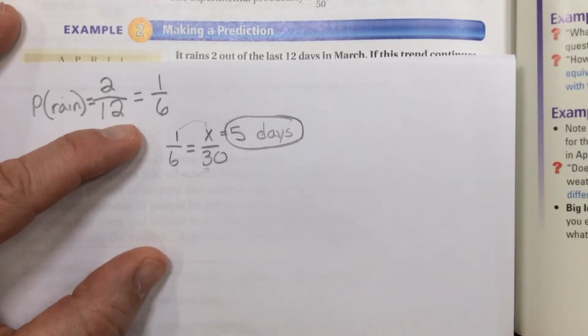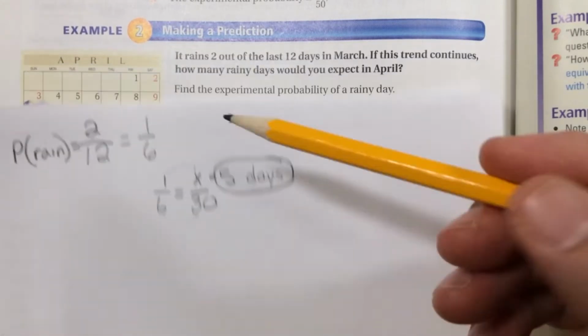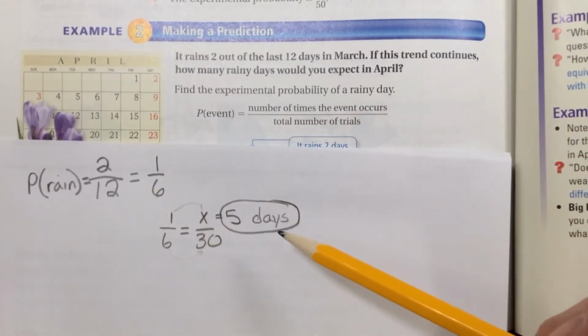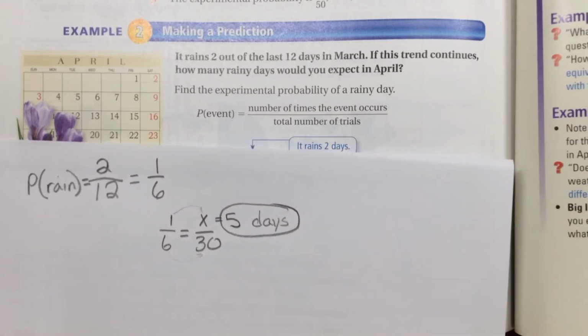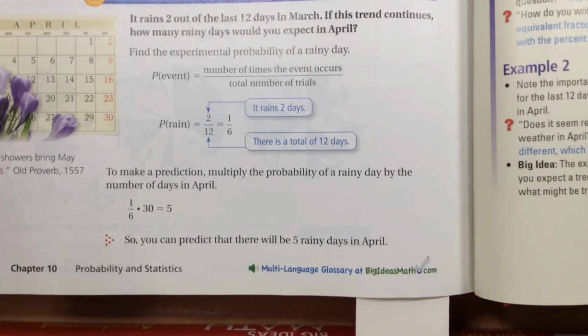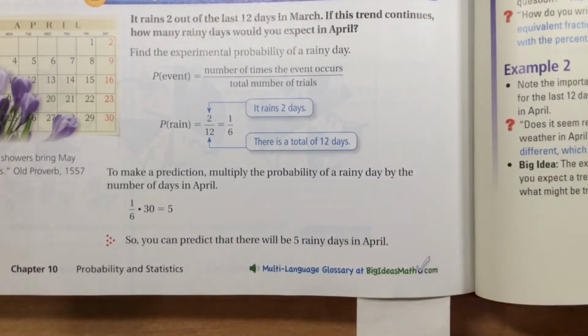in April. Okay? So using March's data from the last 12 days of March, we would expect 5 days of rain in April, which is probably not too realistic. In fact, it is raining today.